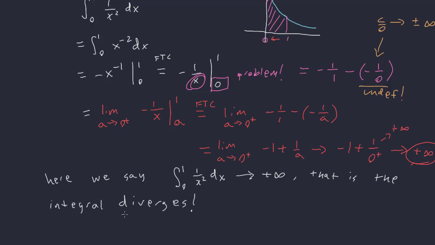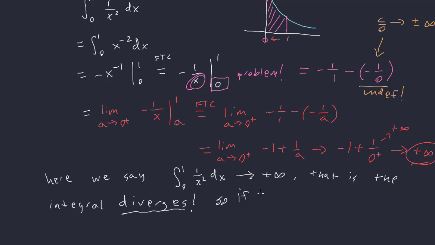All right, now that is going to be important eventually. If it actually went to a number, we'd say it converges. So some of the problems from the book will ask you whether the improper integral converges or diverges. That's what it's saying. If it goes to plus or minus infinity, or just the limit doesn't exist, it diverges.